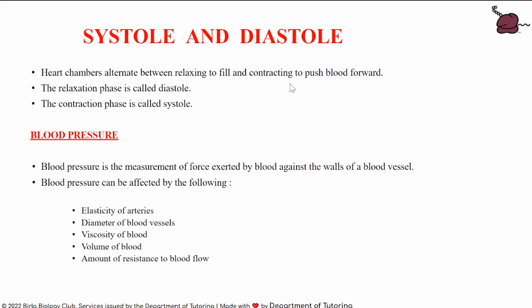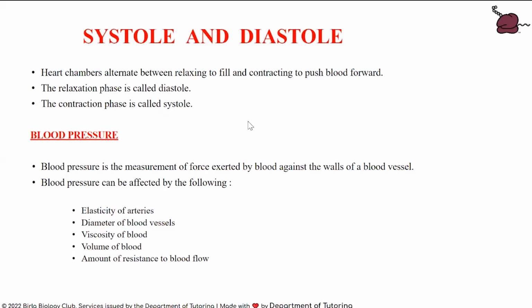You've definitely heard the term systole and diastole. Let's see what it exactly means. Our heart chambers alternate between relaxing to fill and contracting to push blood forward. The relaxation phase of the heart is what's called diastole, and the contraction phase is what's called systole.